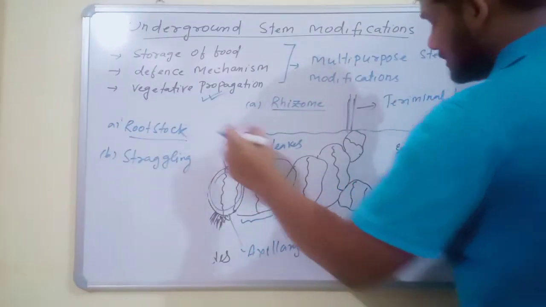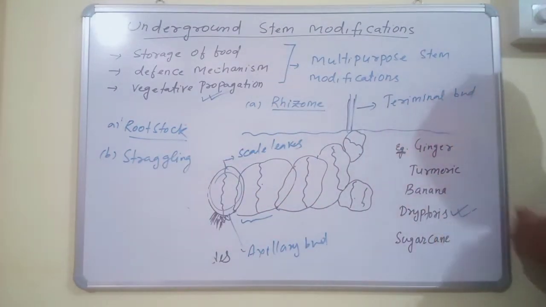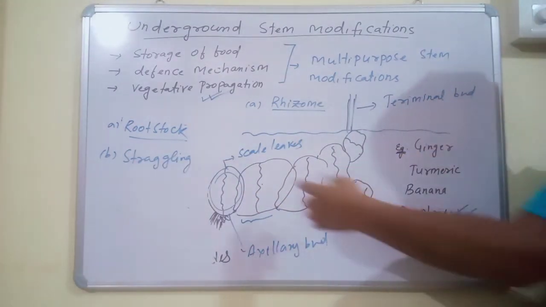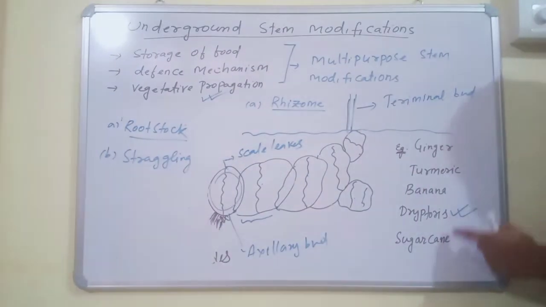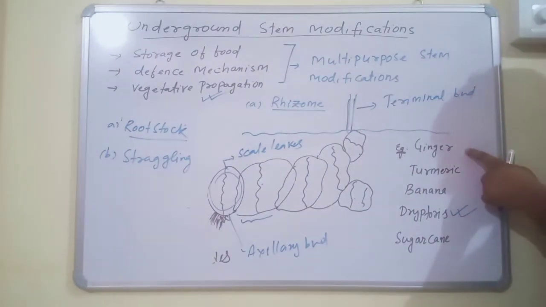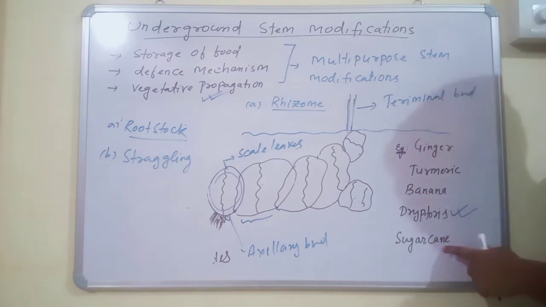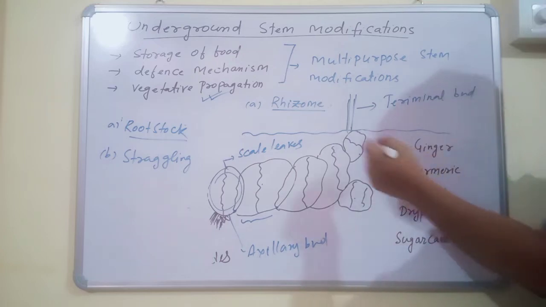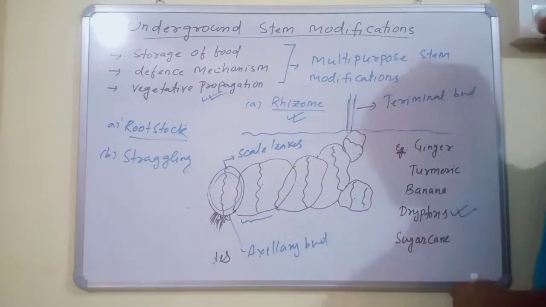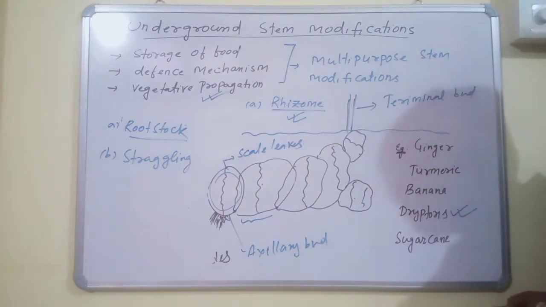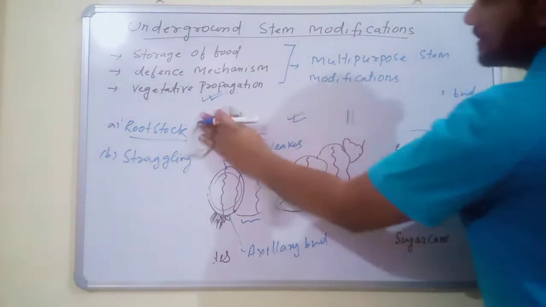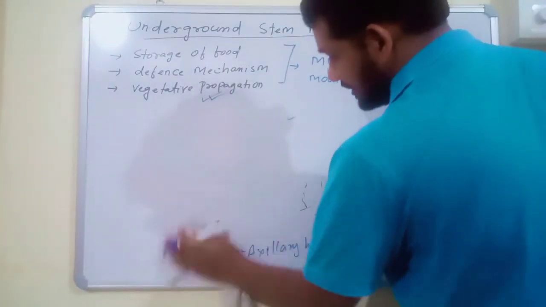For root stock rhizome, Dryopteris is the example. And for straggling rhizome, these are the different examples: ginger, Zingiber officinale; turmeric, Curcuma longa; banana, Musa paradisiaca; sugarcane, Saccharum officinarum. So in all these species, we can observe an underground stem modification which is known as rhizome. So this is the first underground stem modification.